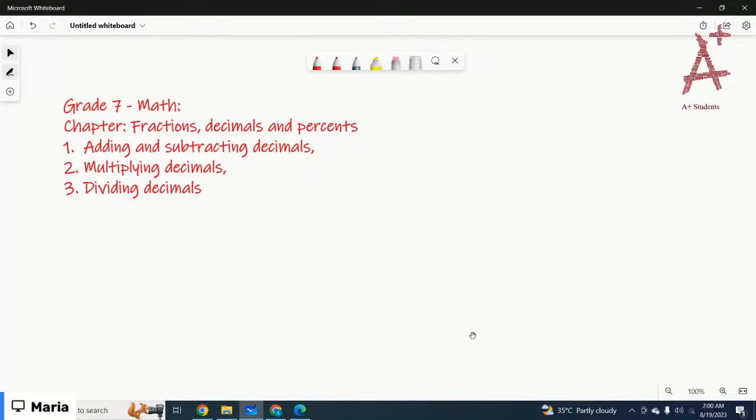We are here for grade 7 math. So we're working on the book Math Makes Sense grade 7. We're working on chapter 3, that is fractions, decimals and percents. And the lessons we're going to cover today are adding and subtracting decimals, multiplying decimals and dividing decimals. They are 3.3, 3.4 and 3.5.